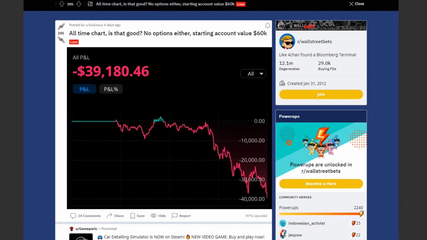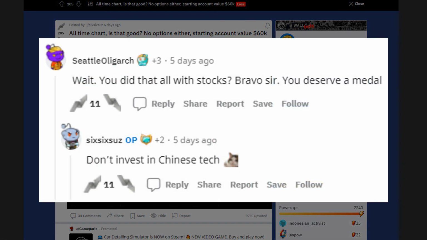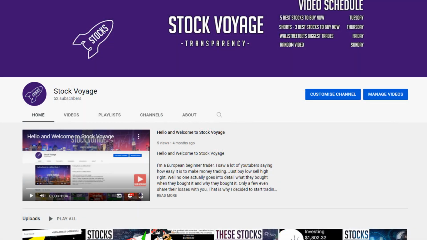And last but not least, we have a huge loss by 66 sus. He's showing us his all-time chart and asking if it's good. Well, he's down by 67% or around 40k in total. What surprises me the most about this chart is that he lost all this money without using options. But the chart looks like a typical options gambler chart. Well, luckily he revealed in the comments how he managed to get himself in this situation. Well, the answer is quite simple. He bought into Chinese tech. But a good thing about buying stocks and not options is that they could theoretically bounce back up and he gets break even. But that is it for today, guys.